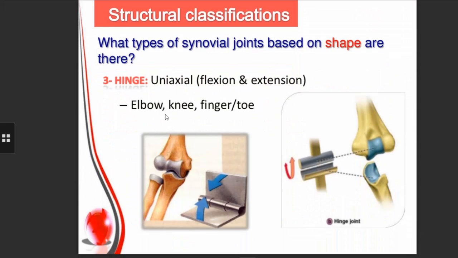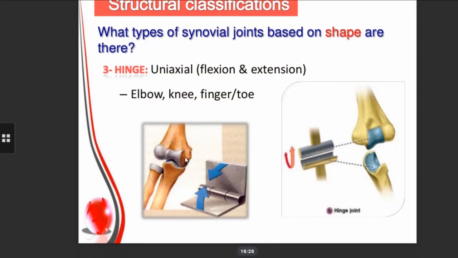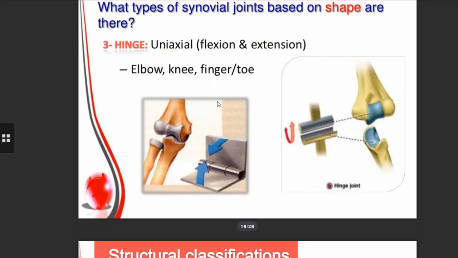Third one is the hinge type, or the uniaxial, which means the direction of movement will be in one axis, like they can be flexed or extended. You can see that this ulna is attaching with the humerus. This type of joint is the hinge joint. You can see the flexion and extension going on. This is the humerus. This is the ulna. This is a hinge type. This is an elbow joint. Knee is also a type of hinge joint. Finger and toe joints are hinge type.